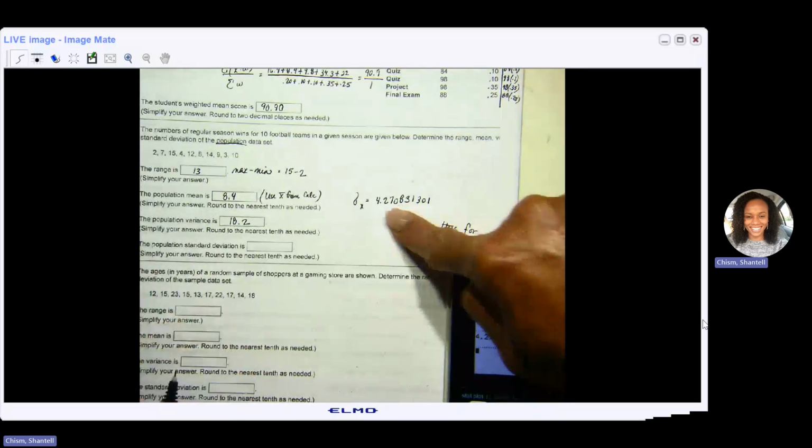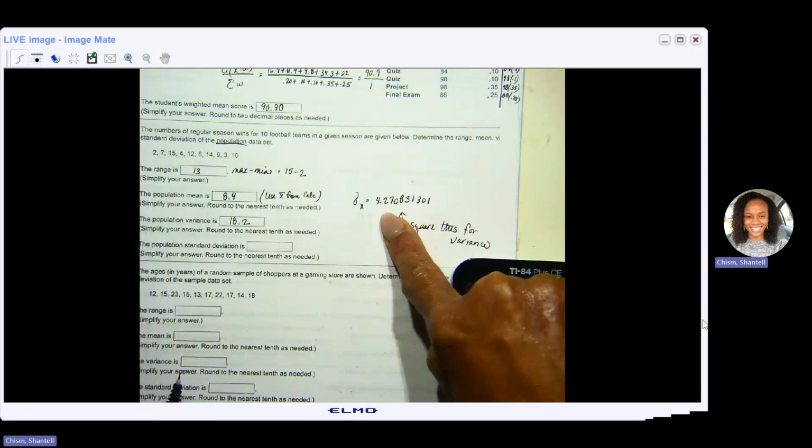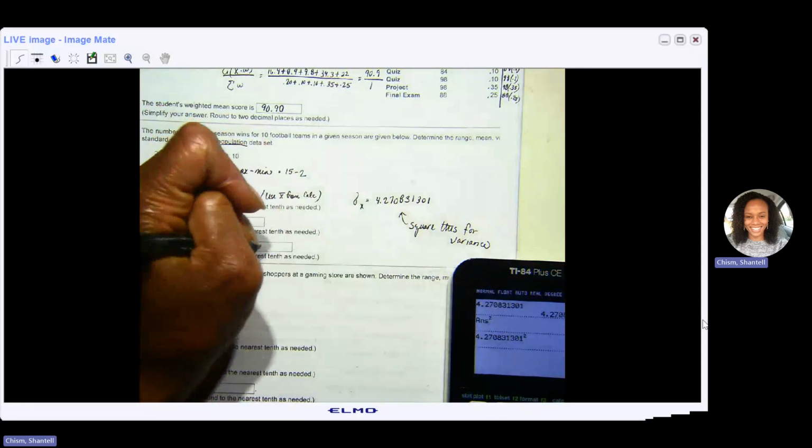Okay. And then lastly, the population standard deviation. Well, that is the standard deviation, the population standard deviation. We just need to round it to the tenths, to the first decimal. So it's going to make that be 4.3. Okay.